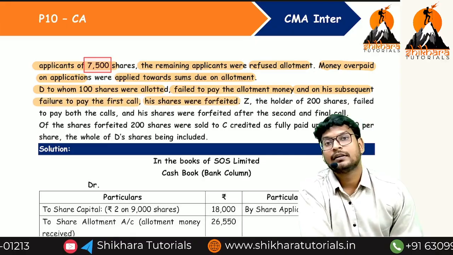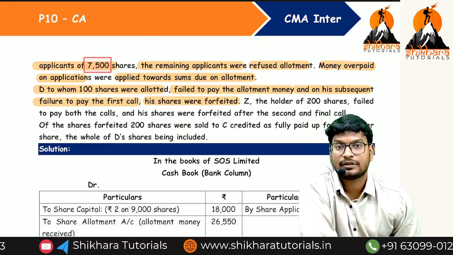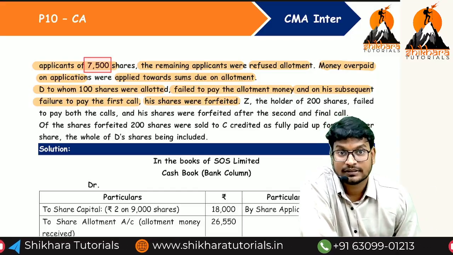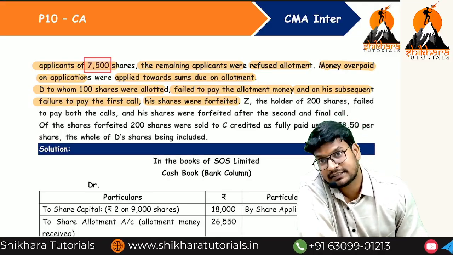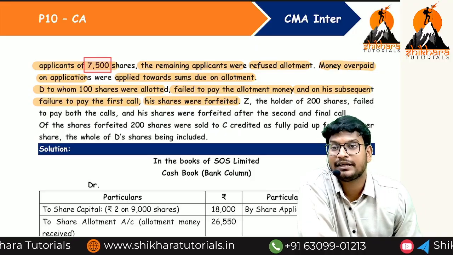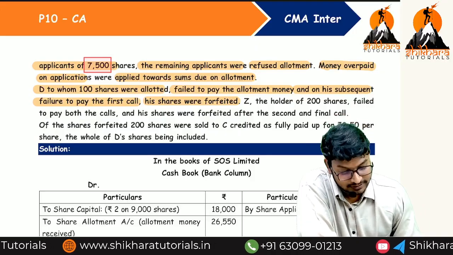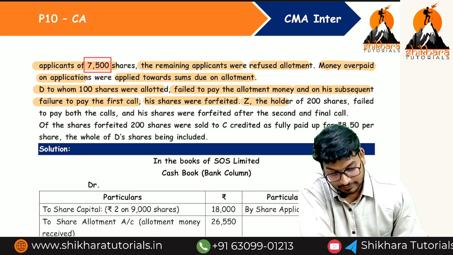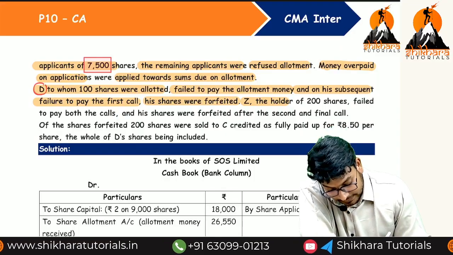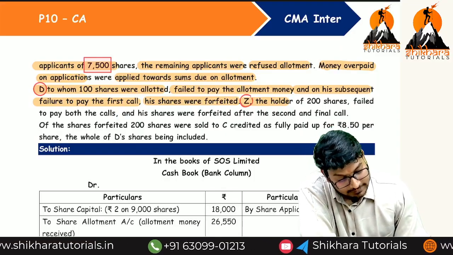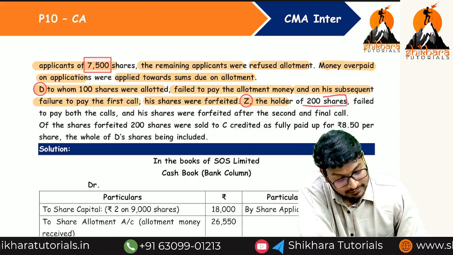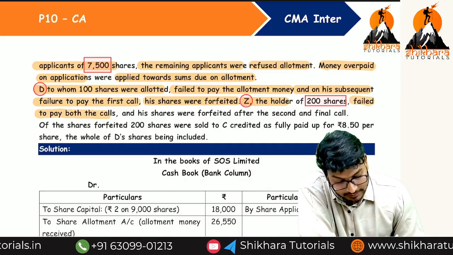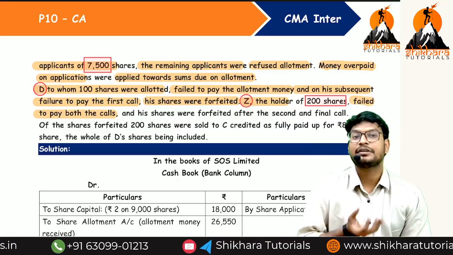That means we have seen up to the first call. We have given a chance up to the first call. After the first call only we have forfeited. Still one more installment is there, but even though we are not waiting for him, we are going to forfeit the shares. And there is another fellow. So two defaulters are here. One is T, another Z. He is a shareholder holding 200 shares, failed to pay both the calls. That means on the 200 shares we have received the premium.